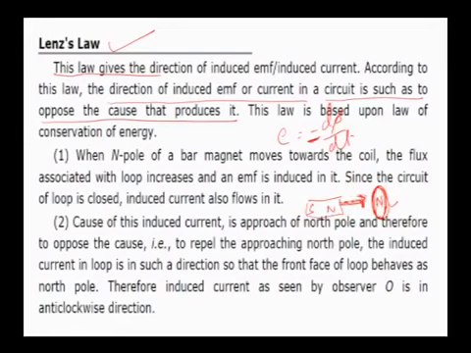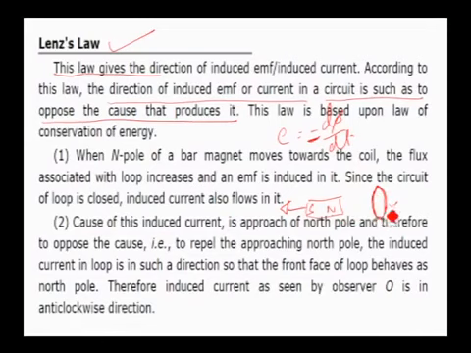What if the magnet is moved away from the coil? For example, if I am taking the magnet away from the coil, now the north pole of the magnet is going away from this coil. As a result, the amount of magnetic flux linked with this coil is now decreasing. When the magnetic flux linked with this coil is decreasing, again an EMF is induced, because according to Faraday's law, whenever we get a change in flux, we always get an induced EMF, and due to the change in flux, we get a current, but that current will again oppose the cause.